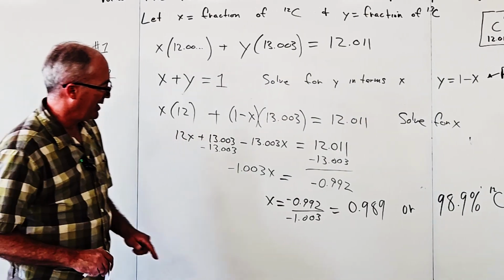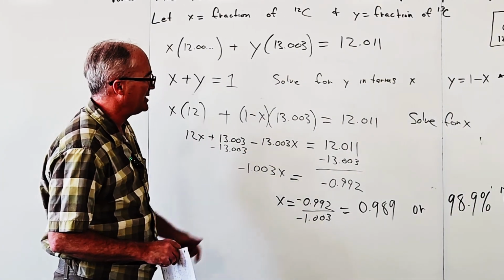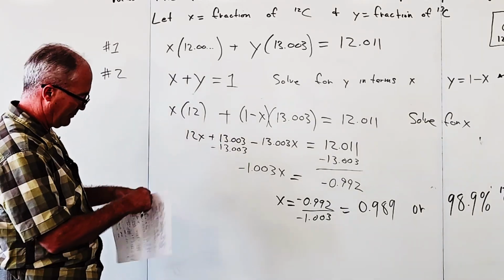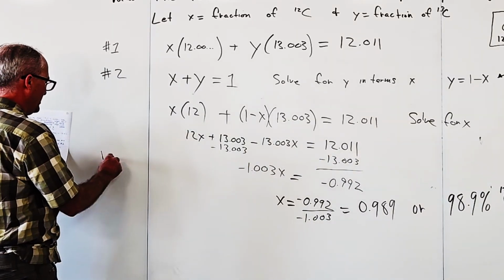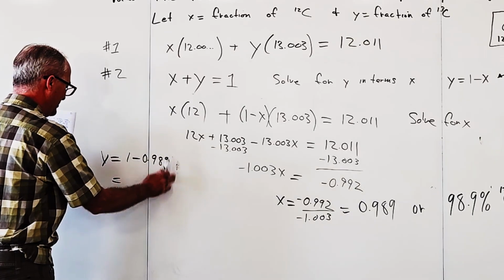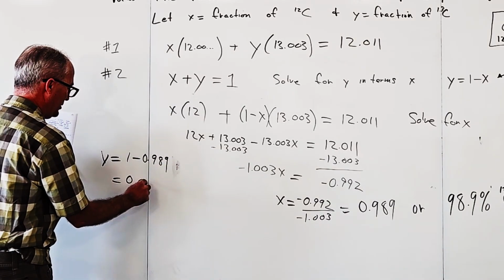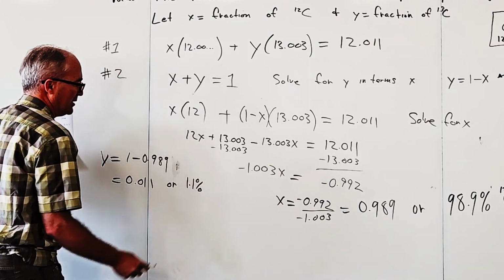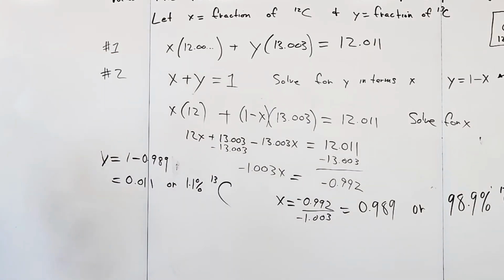Now we know what x is, 0.989. What is y? We can come back up here to y and go y equals 1 minus x, something like that. Keep this going on over here, 0.011, or 1.1% of the carbon we find is carbon-13.